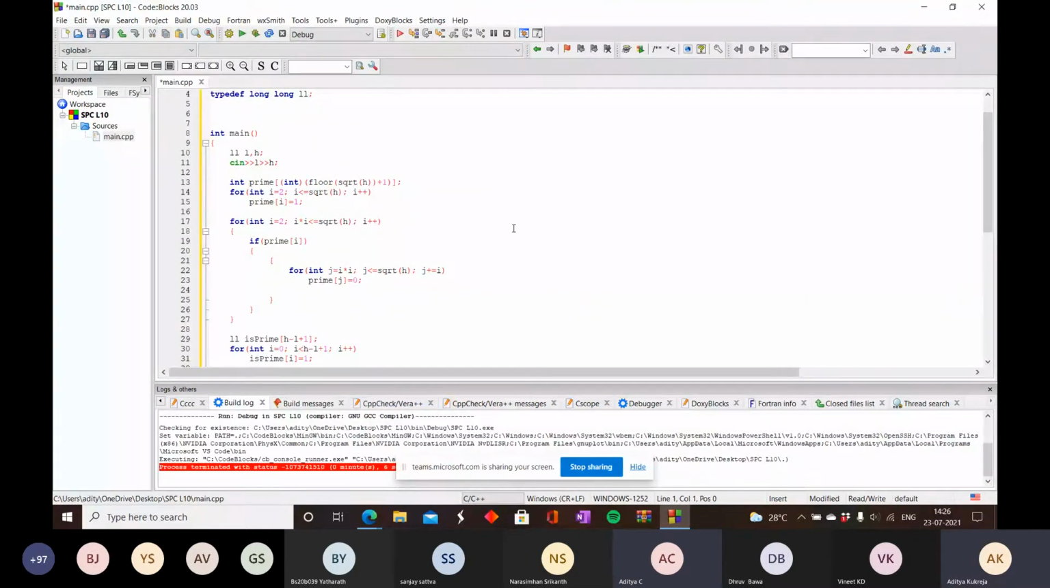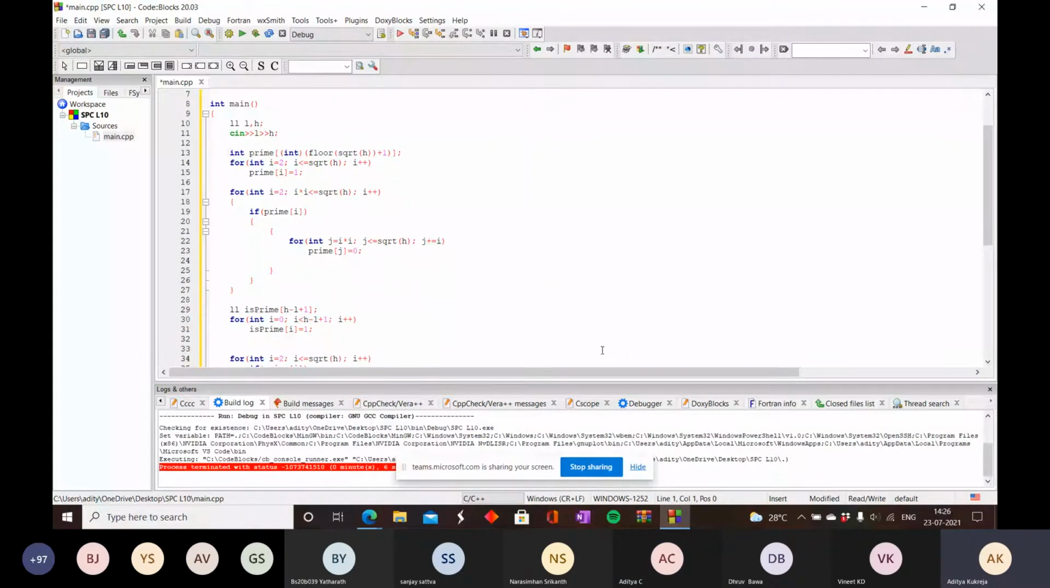If anybody didn't understand, once again, I'll explain the code. Initially I'm declaring L and H, which are the limits between which you want to find the prime numbers, and then I input L and H. After that, first I generate an array named prime. This array has all the numbers that lie between 2 and floor of square root of H plus 1. Why? Because we want to find all the prime numbers, and we are going to use those prime numbers to cancel out all the elements located between L and H.